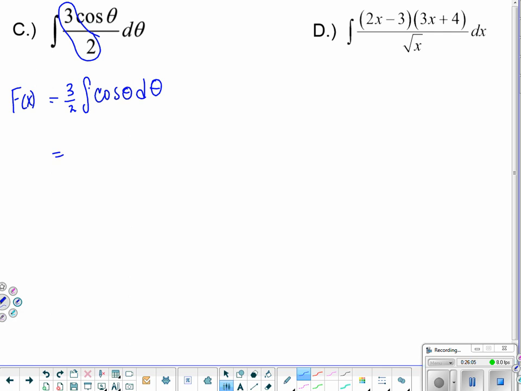The integral of cosine, well, whose derivative gave me cosine? Oh, that came from sine, didn't it? Check your work. Can I take the derivative of sine and get cosine theta? Yes, perfect. 3/2 comes along as a multiplier. That one is done. Okay, D is a fun one. Probably take us a couple minutes, and that's all that's going to be on this first video.